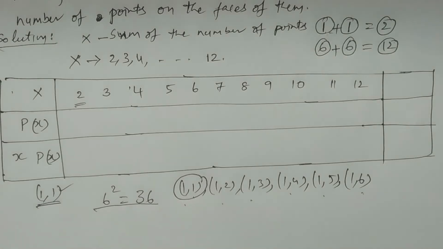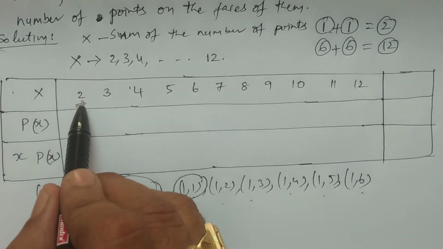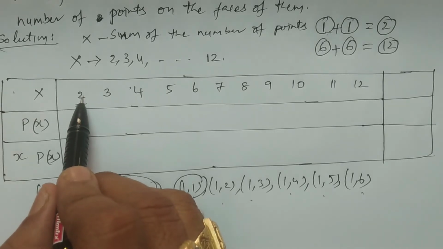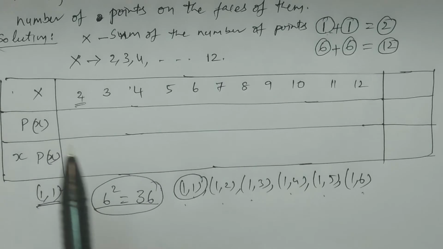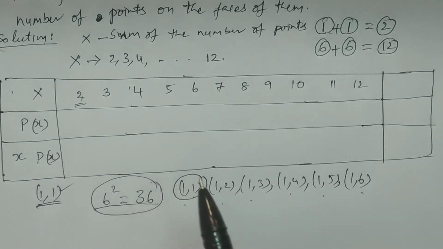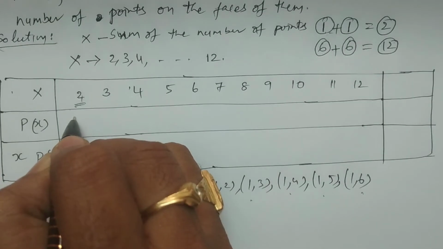So now, for the sample space for this random experiment, throwing two particular dice, the total number of outcomes is 36, in which we are observing for getting a sum of 2. That means the sum is 2 on the two face values of the dice. The only possibility is 1 comma 1. Therefore, the probability is 1 by 36.